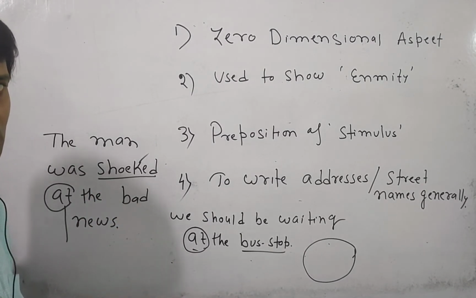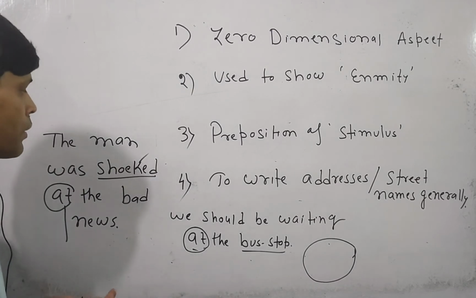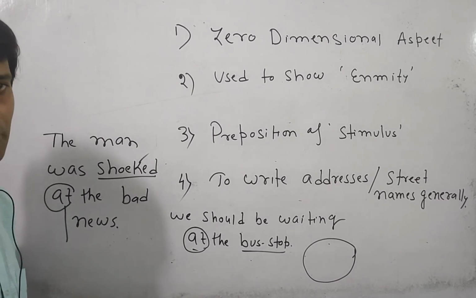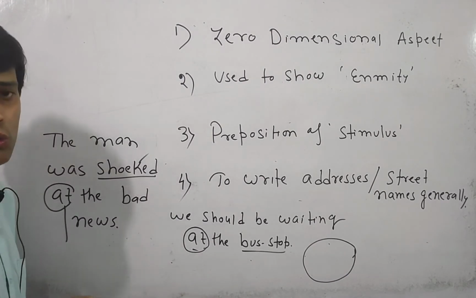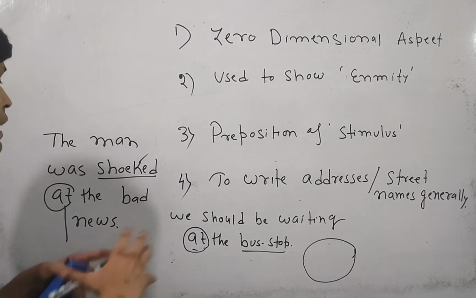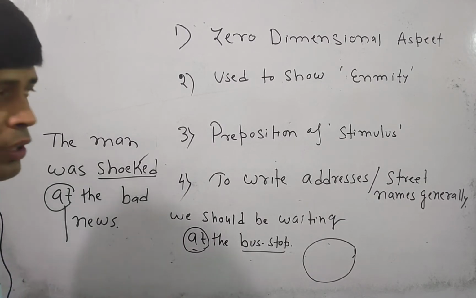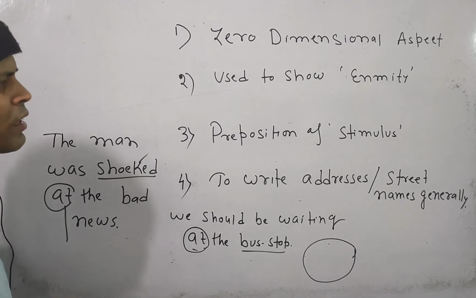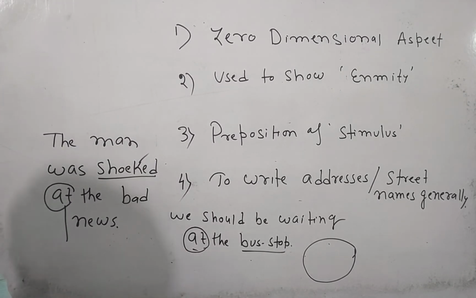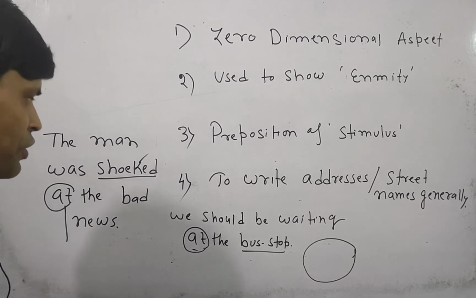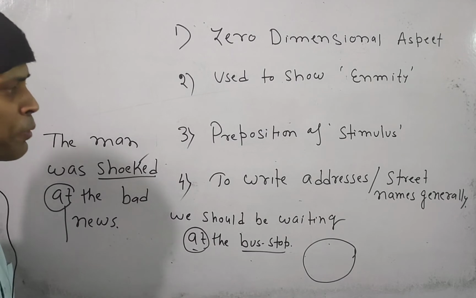The news shocked the man totally. Shocked, or you can say totally made the man very sorrowful, or totally devastated the man. So it is all about stimulating someone. Stimulating may be good, stimulating may be bad. It depends on the sentence or syntax construction. But I have just written, it can be used as preposition of stimulus.